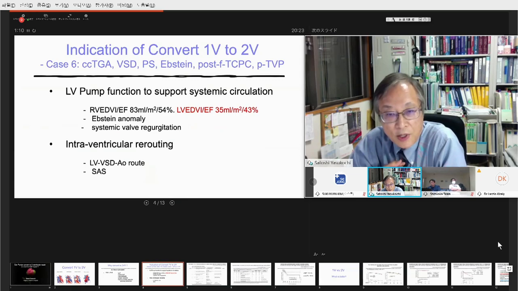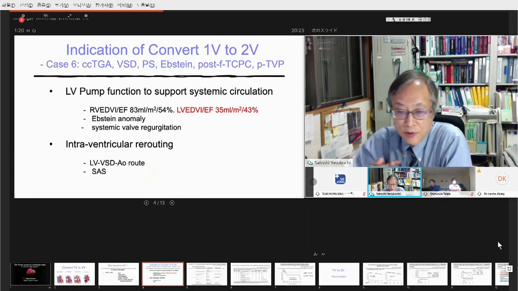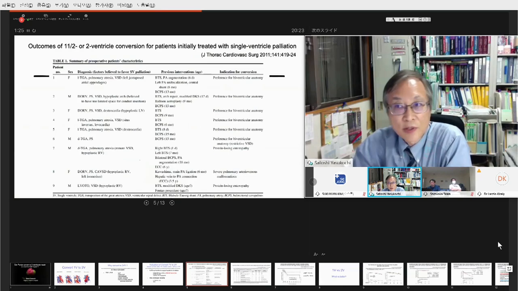So how can the surgeon make the intraventricular rerouting? It can be made through the RV to VSD, through the VSD to the aortic root, or in the presence of subaortic stenosis. So this is the outcome. The report was made by the National Cardiovascular Center in Japan.